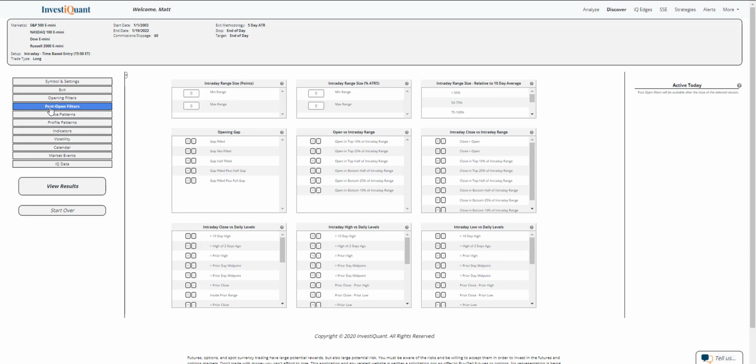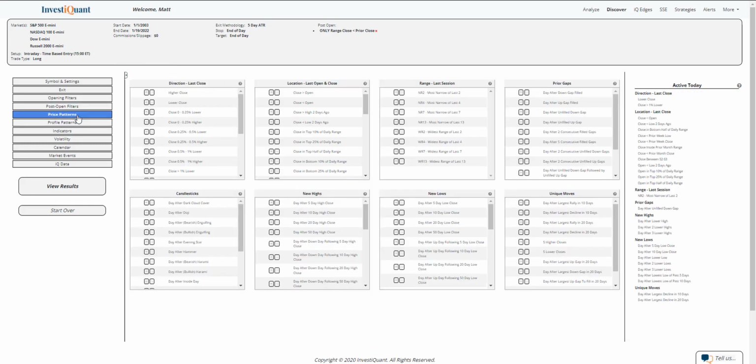I'm going to add that to the test by going to the post-open filters, hitting equals for the intraday close versus daily levels, saying specifically that is below the prior close. Right there, I've got equals next to that. You can see it's been added to the test up top. So that means the 3 o'clock price is below yesterday's closing price.